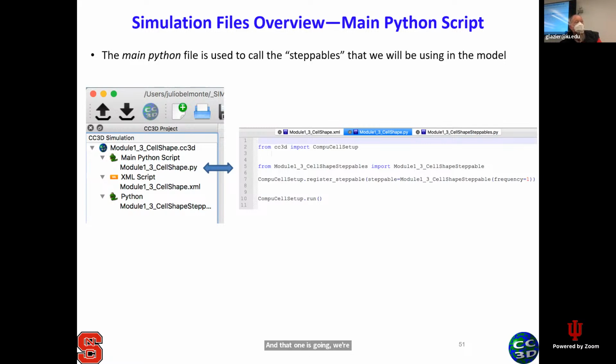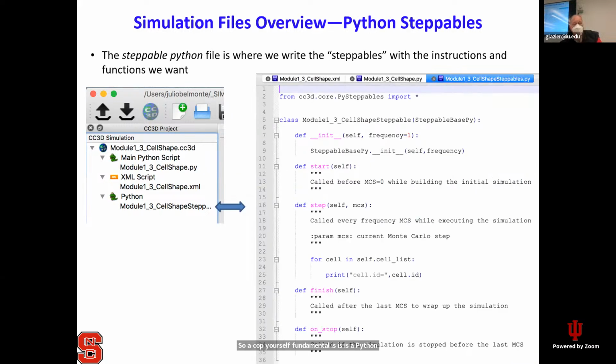If we look inside of the main Python script, it's gotten simpler over time. It used to have a lot more Python boilerplate. From CC3D, import CompuCell setup. From module such and such, import steppables. That's the things that actually do the work. Register steppables, and then run it. So it runs the simulation. So CompuCell fundamentally is a Python script. The Python steppable is where we do the things that we want to do.